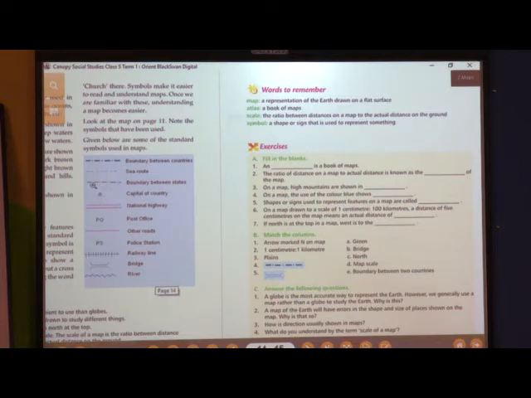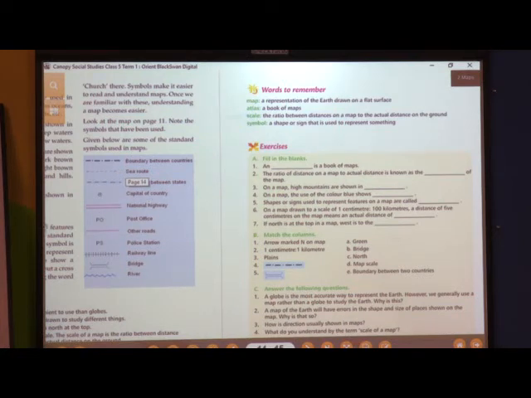The boundary between states, see this symbol and this symbol is a little bit similar, but see these lines, they are bold. So these are boundaries between two countries, and this is the boundary between states. Okay, so this is national highway.